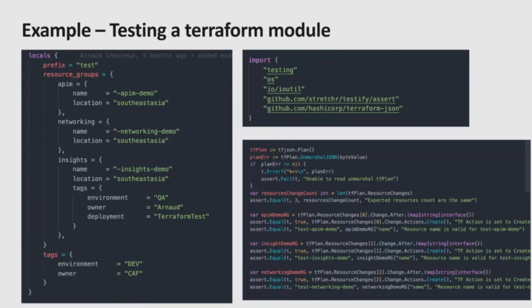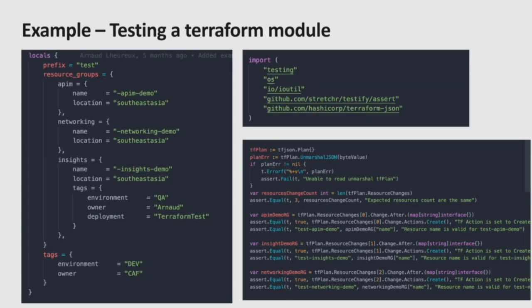The unit tests are using some key imports from Golang, so we're going to use GitHub Testify for the assertion phase, but we're also going to use the Terraform JSON SDK. And this one is fundamental because if you have a look at the code below, the Terraform SDK is going to call Terraform. So we're going to be able to call Terraform from our test, call the plan phase, get the output in a JSON format, and then challenge this output based on a few assertions.